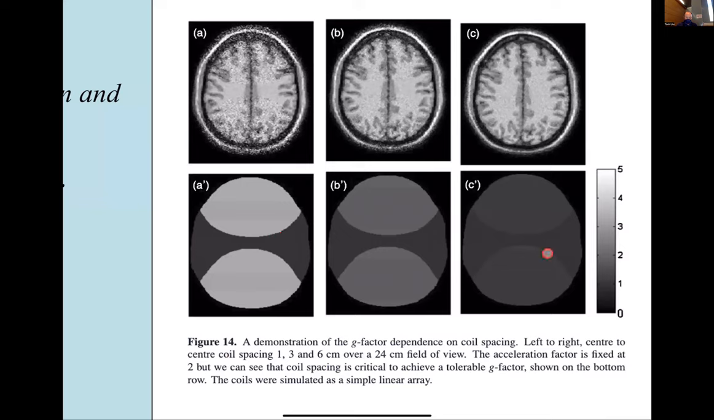This is what's called the G factor. This is how much the noise is being amplified in different parts of the image. So here you see the G factor is pretty close to one. So everywhere you go, the noise is not too amplified. But here, you look at here, the G factors are quite strong. And so you sort of see these big noise areas. Okay.